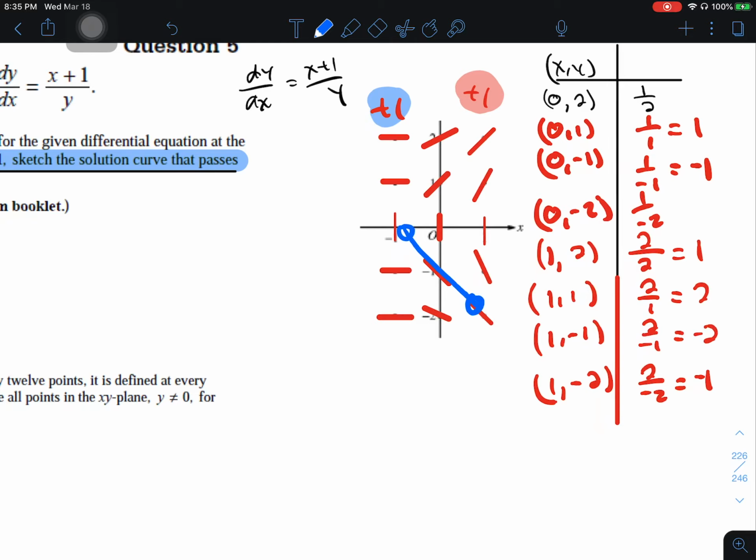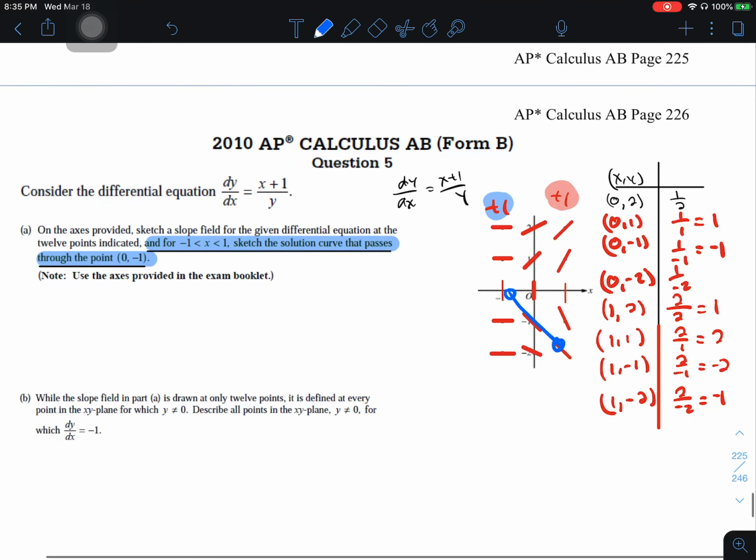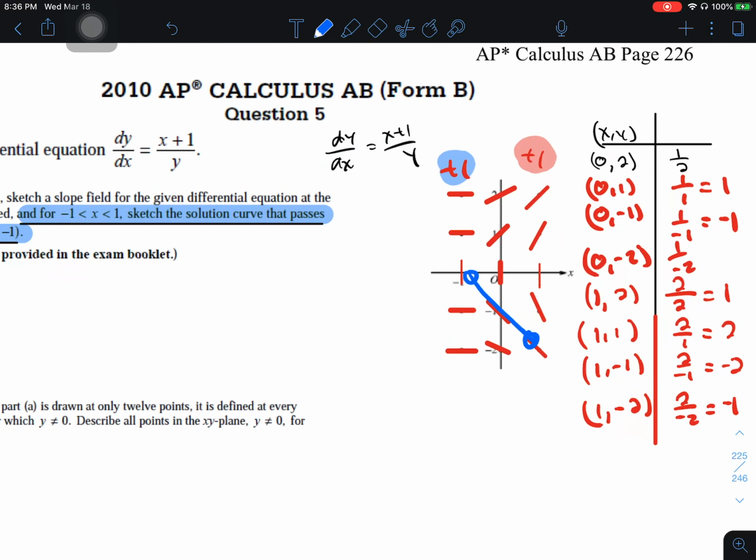I'm going to look up on the key just to make sure that that's all we got to do for that. I'm sorry. This is 2010. I'm using my other computer. Question 5, scoring guidelines. Not entirely. Yeah, that's pretty much all it is.